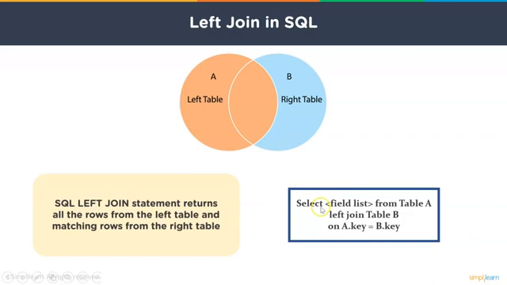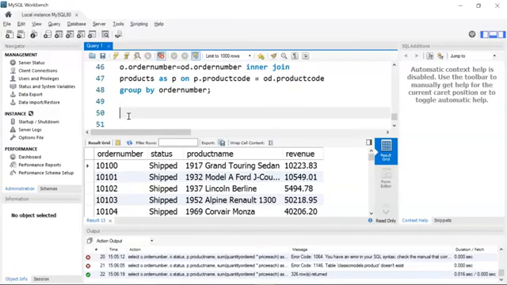The syntax for SQL left join is something like this. You have the select statement and then you give the list of columns from table A, which is your left table. Then you use the left join keyword followed by the next table, that is table B, on the common key column. So you write A.key equal to B.key. Now in our classicmodels database we have 2 tables, customers and orders. If you want to find the customer name and their order ID, you can use these 2 tables.